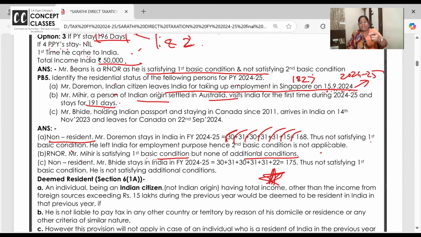Mihir is satisfying the basic condition. Yes or no? Yes. But we are not checking the additional conditions. I want you to answer. Why am I not checking the additional condition? Because he comes to India for the first time. Yes, very correct answer. Common sense. Additional conditions: 2 out of 10 PPYs, 730 days out of 7 PPYs, where PPY is the preceding previous year.